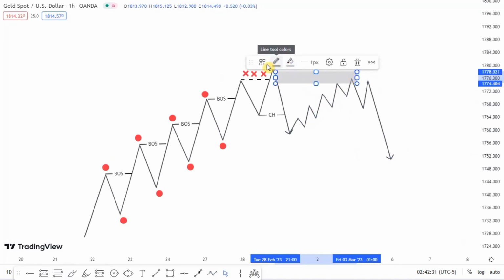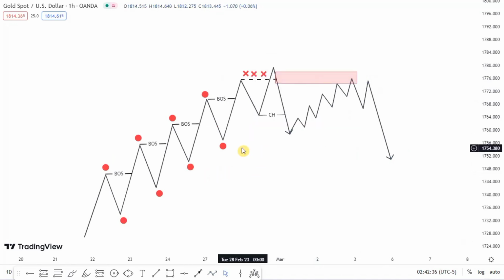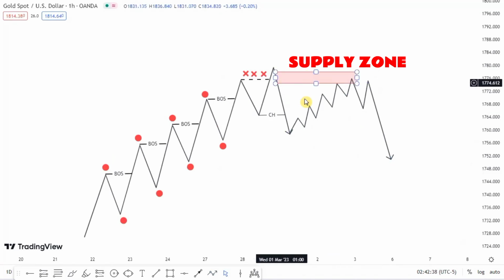So now you see this area is our supply zone. Let me just go ahead and change that to a supply zone. So we have a supply zone which is clearly marked out. Now you wait for the market to go back to that area, and then you're going to be selling from that area because that's your supply zone.